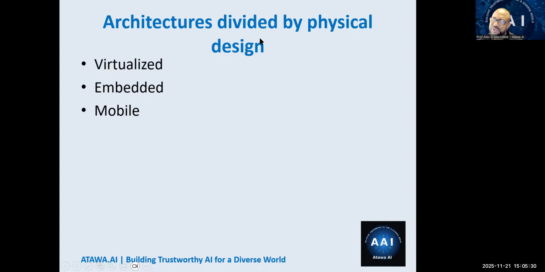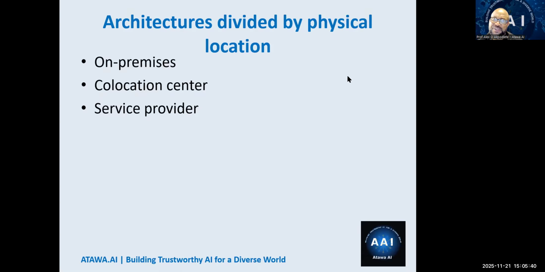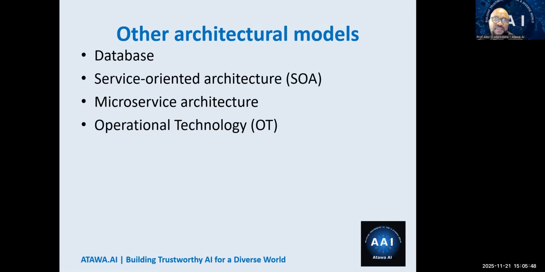That's another way to think about it. The other way to look at it is how it's physically designed. So that would be, is it virtualized? Is it embedded or is it mobile? And then you can also see in terms of where it's located. Is it on premises? Is it co-location? Or is it with a service provider? And you have other models like database, SOA, microservice, or operational technology, which we'll look at towards the end of this sub-module.